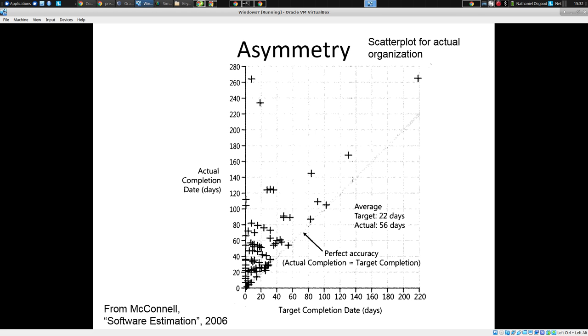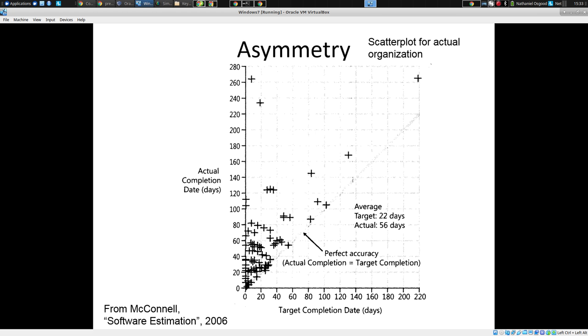Nobody is ever giving themselves more time than they need. They're always at best giving themselves the actual amount. So no one's delivering sooner than they target. If something targeted 100 days and it actually took less, it would be somewhere down here. And there's nothing on the 100-day target line that gives an actual less than that. In fact, there's nothing anywhere less than this. And so no projects are coming in less than their target date.